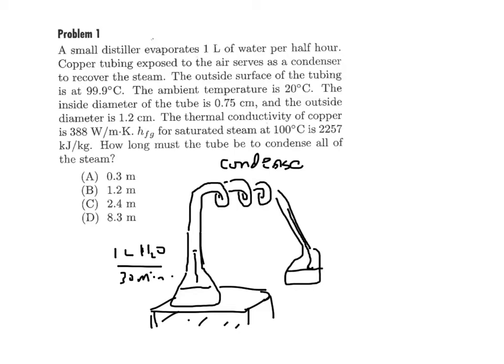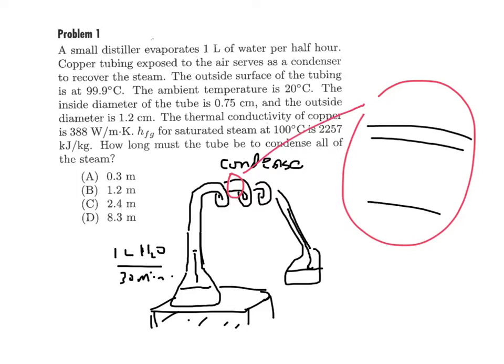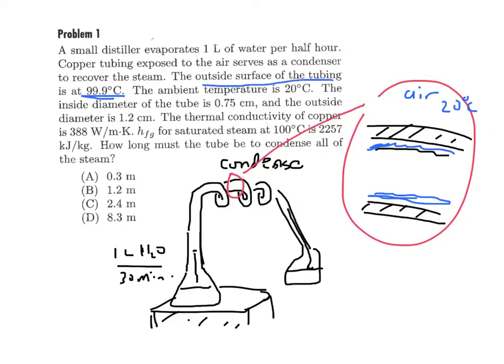So if we were to draw a blown up version of this, let's say inside here, what we would see is that we have our tube, and this is kind of a cross section of the tube. And here's the condensed water on the inside. Let's do a different color. The condensed water here, and what we have out here is the air at 20 degrees C. And the problem says the outside surface of the tubing is at 99.9. So we have 99.9 out here, and the inside, since it's where it's condensing, this is going to be 100 degrees Celsius. This is going to be 99.9 degrees Celsius.